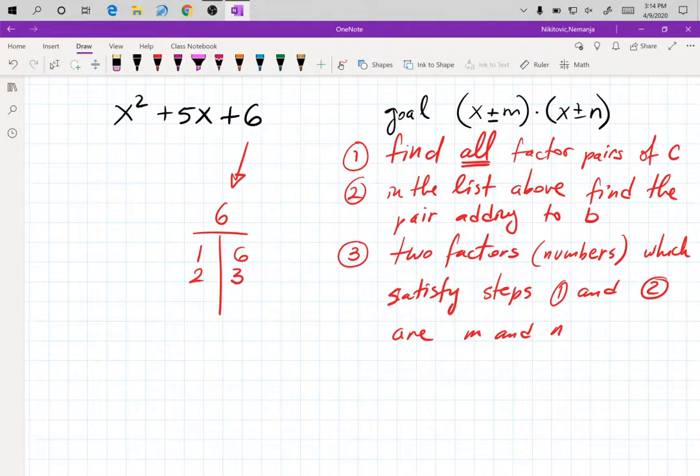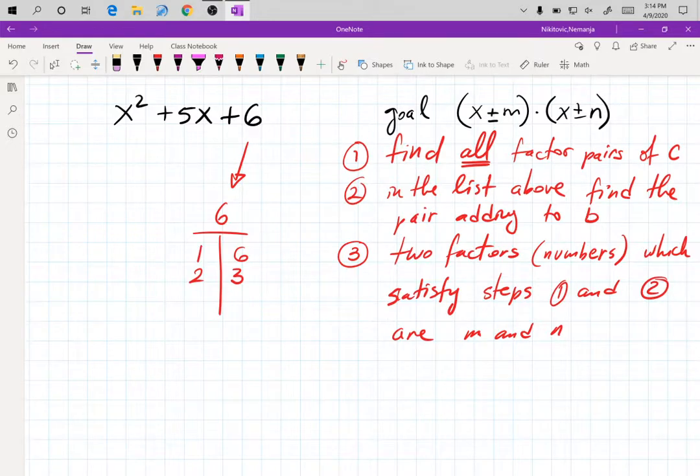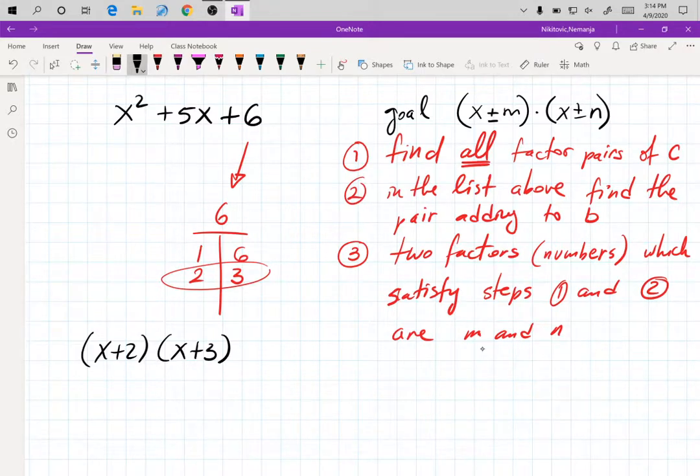So step number 1 is to create this list, and step number 2 is to see which pair adds to 5. Well, this pair adds to 7, and this pair adds to 5, so that's the pair we're looking for. So the solution is x plus 2, x plus 3. And we're done. That's literally what the whole section is all about.